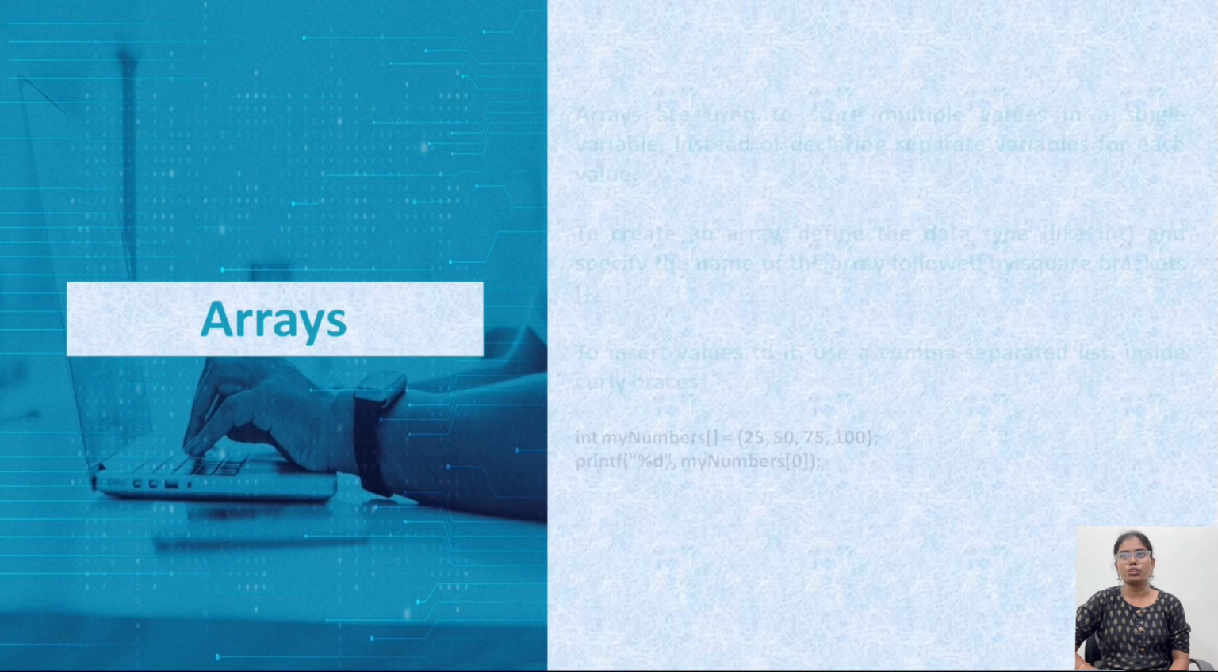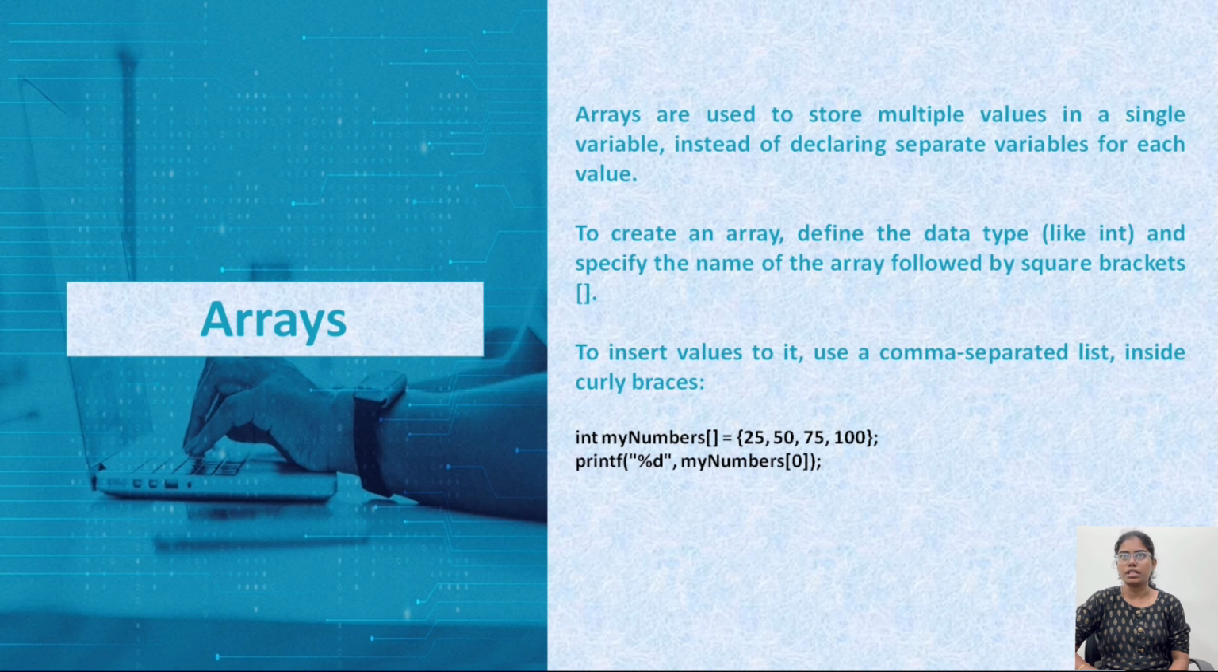Arrays are used to store multiple values in a single variable instead of declaring separate variables for each value. To create an array, define the data type like int and specify the name of the array followed by square brackets. To insert values into it, use a comma-separated list inside curly brackets.